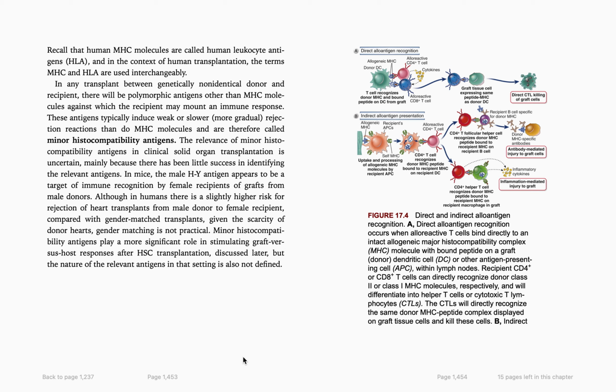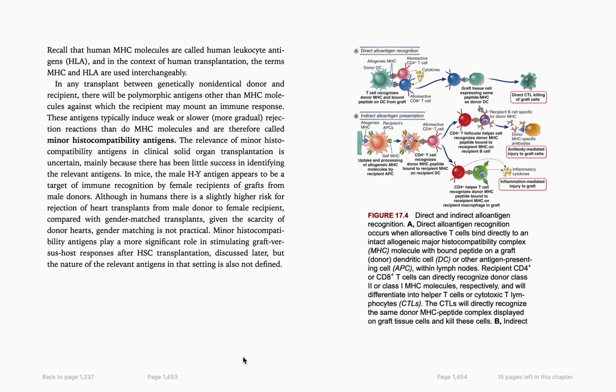These antigens typically induce weaker, slower, more gradual rejection reactions than MHC molecules, and therefore are called minor histocompatibility antigens. The relevance of minor histocompatibility antigens in clinical solid organ transplantation is uncertain, mainly because there has been little success in identifying the relevant antigens.